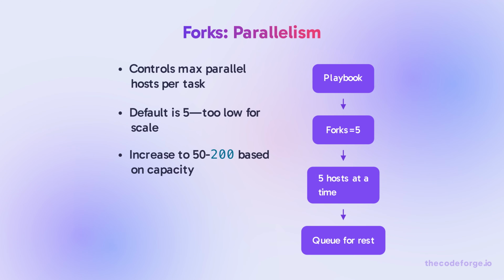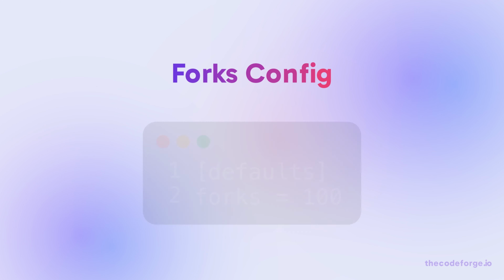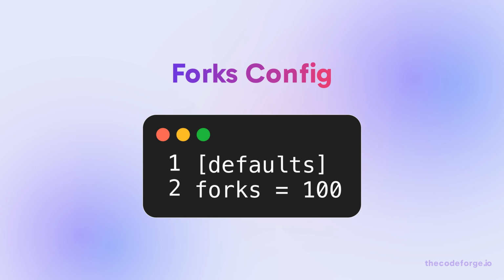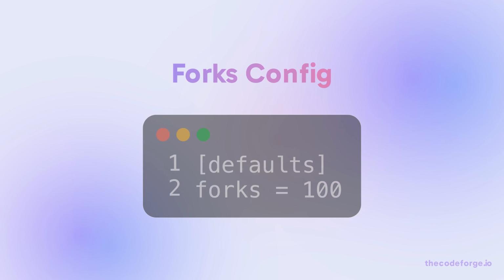The forks setting controls how many hosts run a task in parallel. The default is 5, which is absurdly low for any environment with more than a handful of servers. Increasing forks is the single most impactful change you can make. In ansible.cfg, set forks to a higher value. You can also use the environment variable ANSIBLE_FORKS. Start with 50 and scale up while monitoring controller resources.